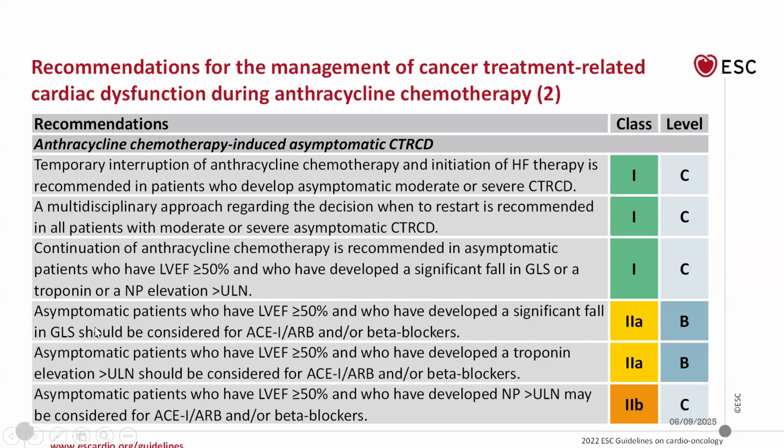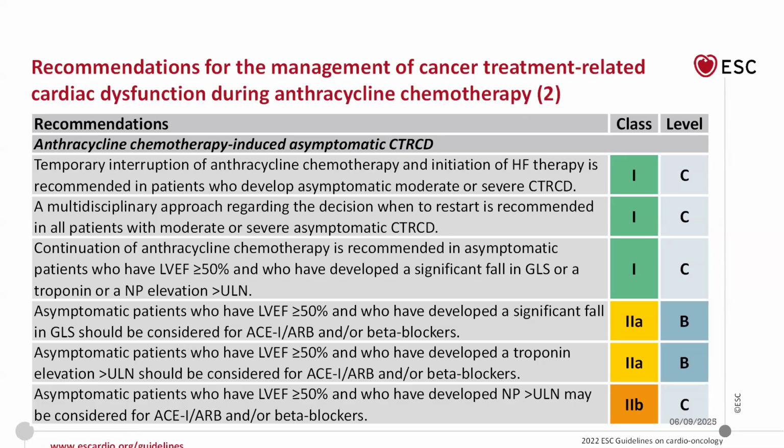And asymptomatic patients who have a normal ejection fraction and who have developed a significant fall in their GLS should be considered for an ACE inhibitor or ARB or a beta blocker. And this has a class 2A indication.